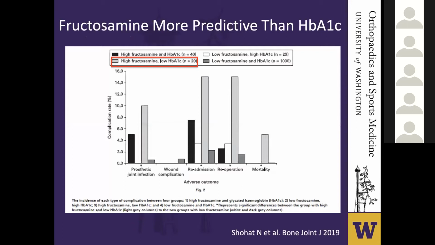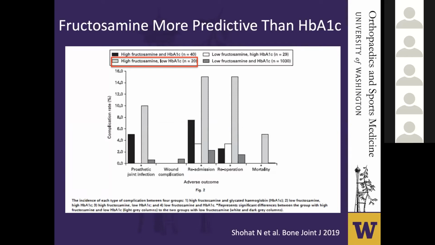This was an interesting study, the one that won the Insall Society Award 2 years ago in the Bone and Joint Journal. I thought this table was particularly interesting because they looked at prosthetic joint infection, wound complication, readmission, reoperation, and mortality, and looked at the predictive value of fructosamine and then hemoglobin A1C at 2 different threshold values, 7.0% and 7.5%.